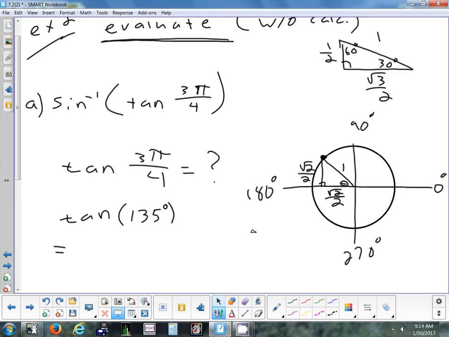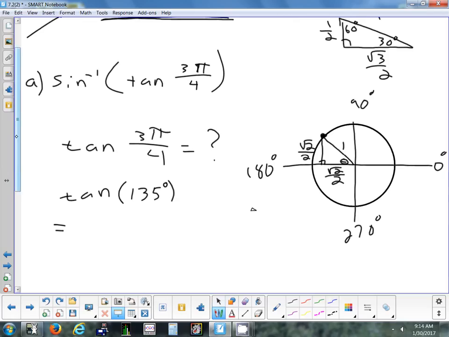John, what side is opposite that angle? It's the one closest to the 180. How long is it? Now we have everything labeled. It's square root of 2 over 2. Yep. And now tangent is opposite divided by adjacent. How long is the adjacent side here? What is it, John? Square root of 2 over 2. And what do we have to be careful about? Because of where the triangle is, it's going to be negative.